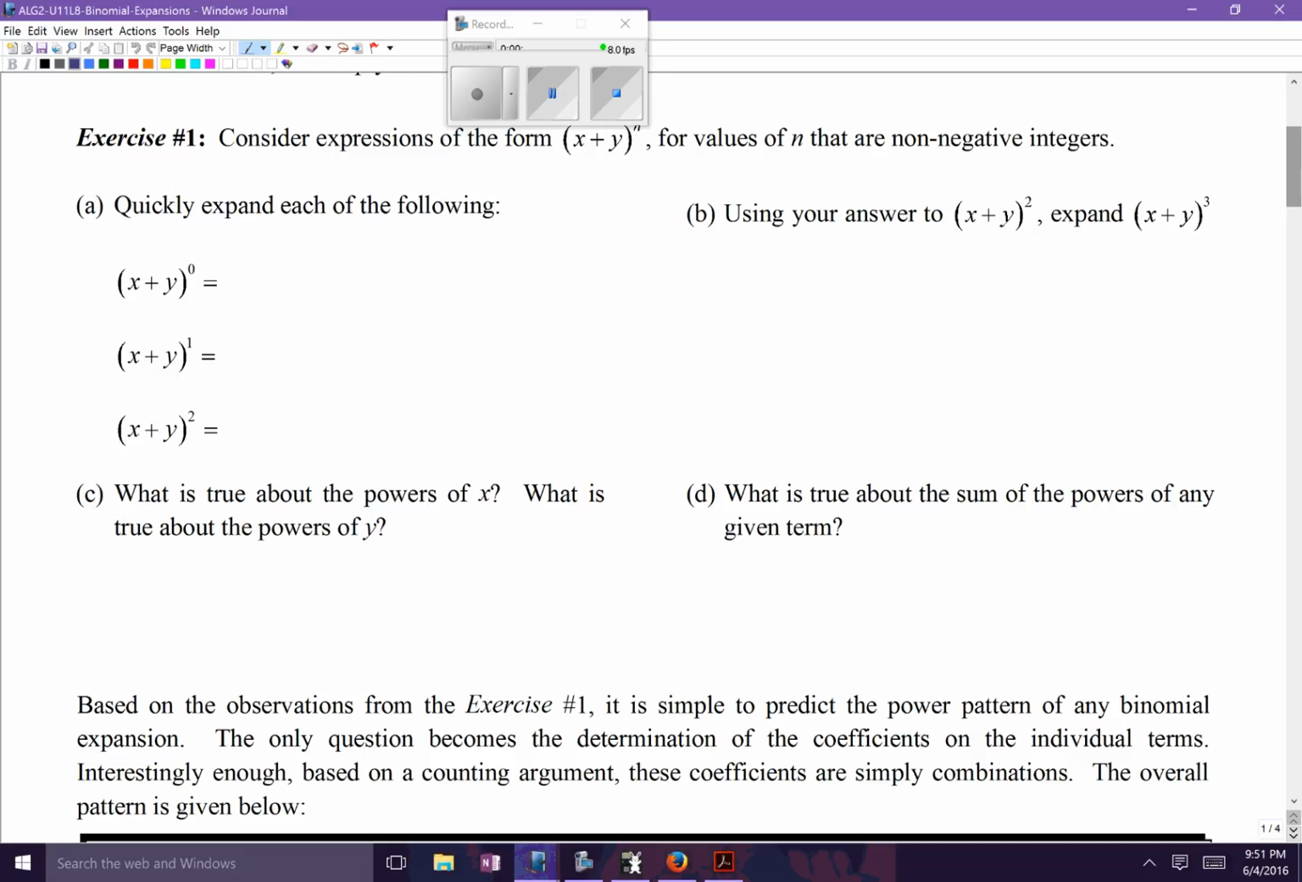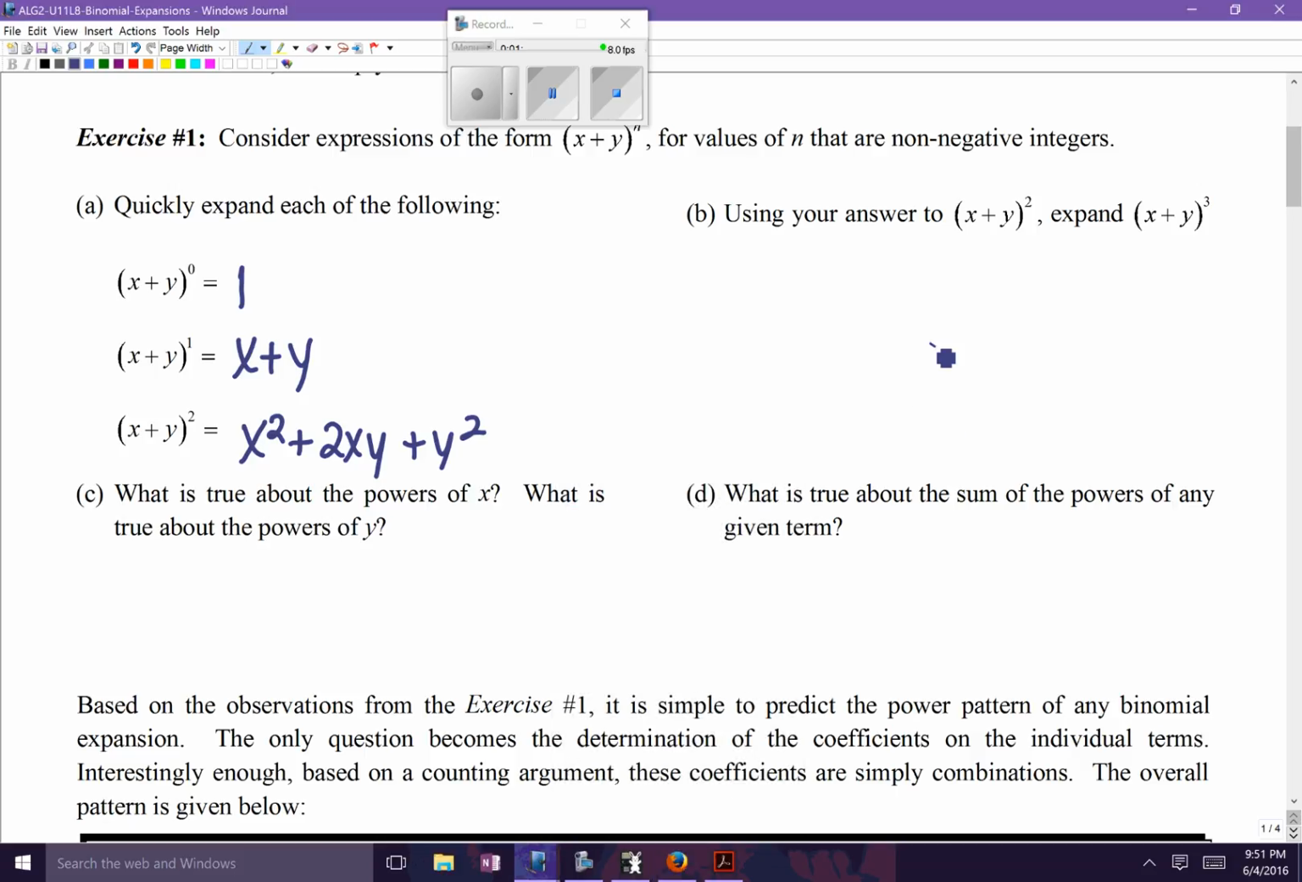Well, anything raised to the 0 power is 1. x plus y raised to the first is x plus y. x plus y squared, so we're getting a little bit more difficult here. So this would be x squared plus 2xy plus y squared. Using your answer to x plus y squared, expand it and do x plus y quantity cubed.